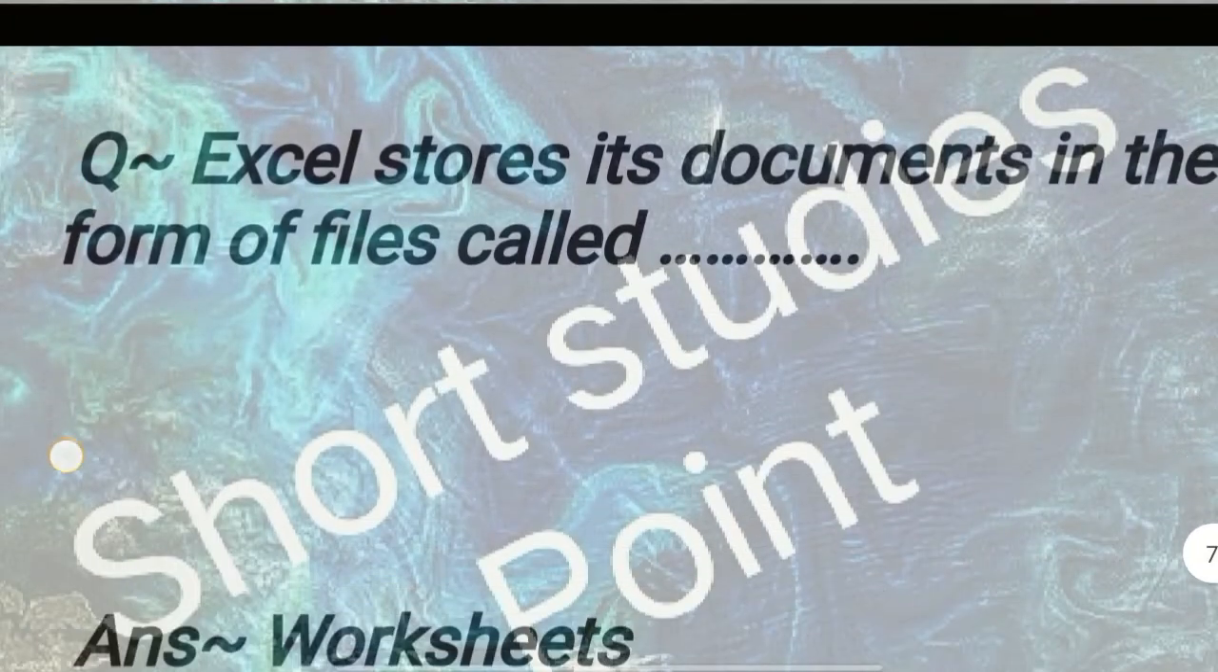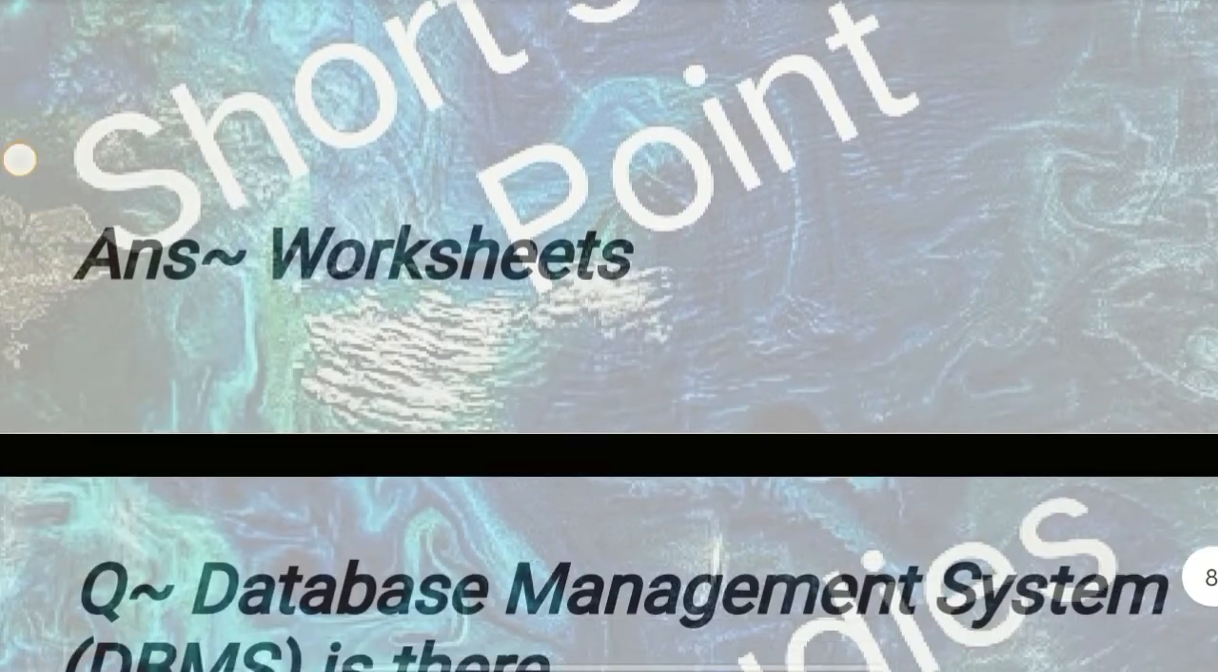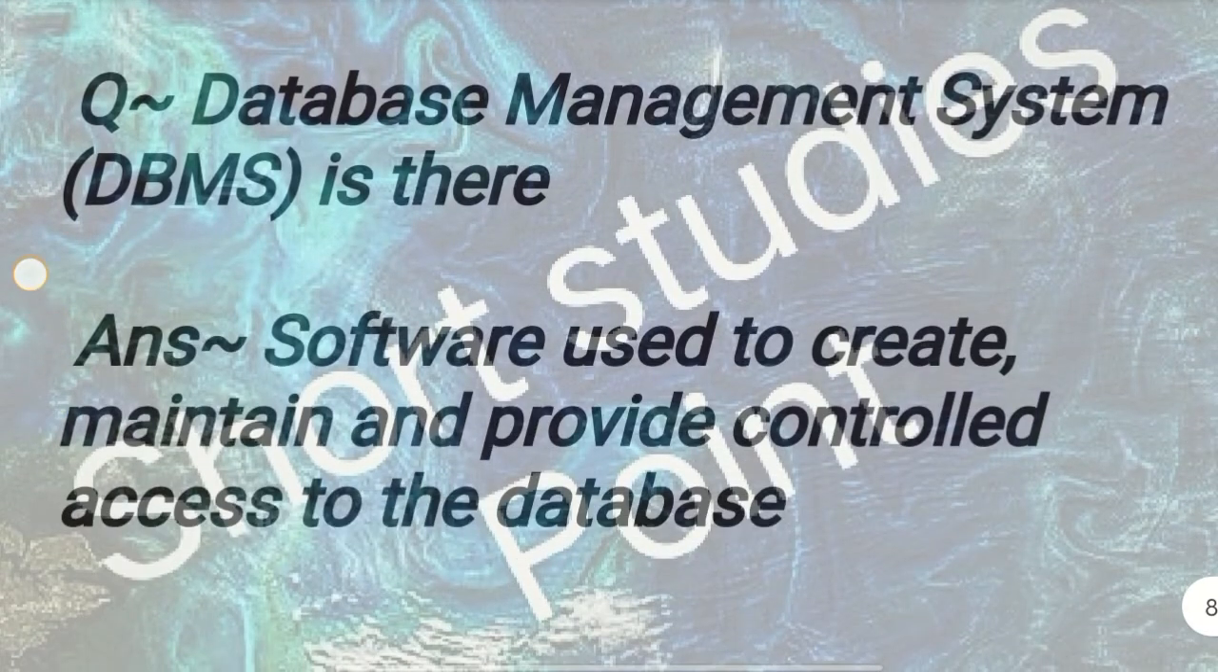Next question: Excel stores its document in the form of files called dash. Answer: Worksheets. Next question: What is a database management system? Answer: Software used to create, maintain and provide controlled access to the database.